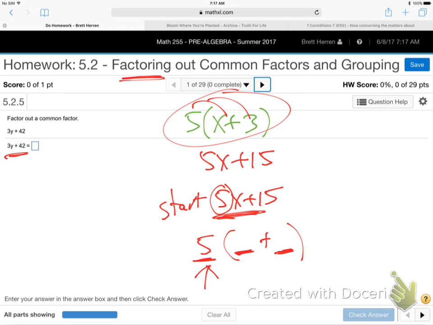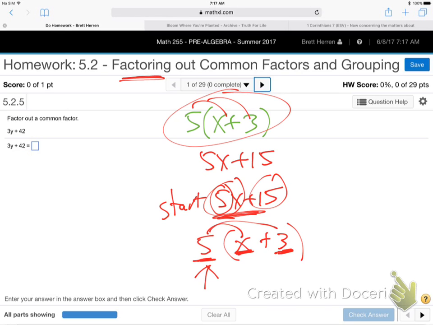Yeah, exactly. You're just kind of thinking to yourself that, well, 5 times what will go back to 5x? That'd be x. And 5 times what will go back to 15? 3. You just kind of think it backwards. You just think what would multiply. Does that make sense? All right.